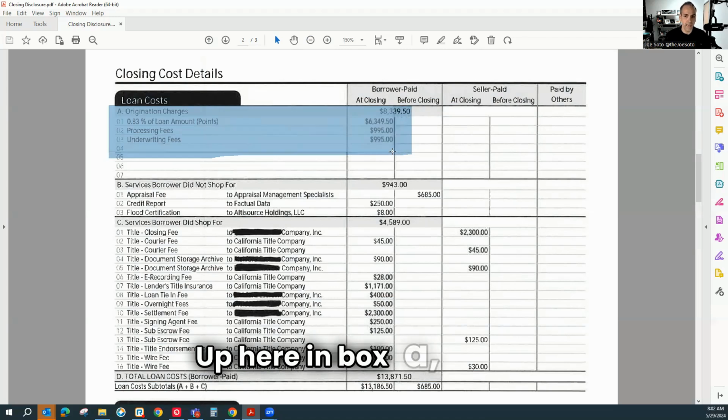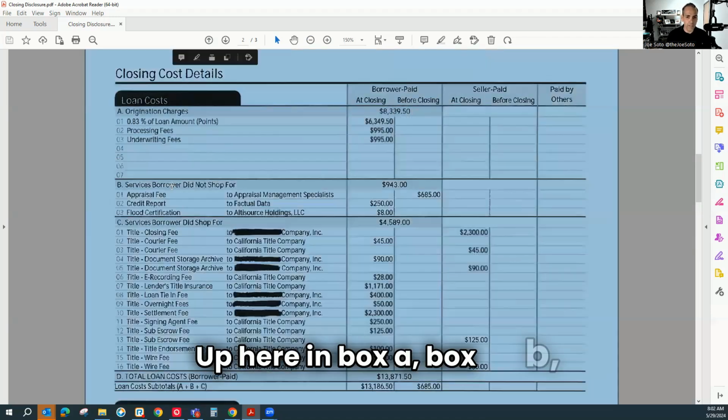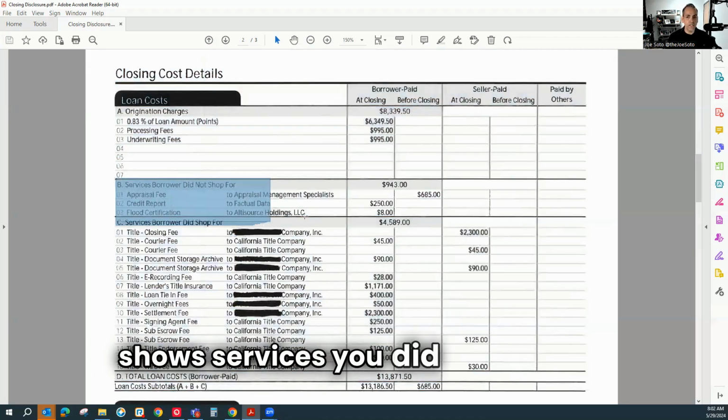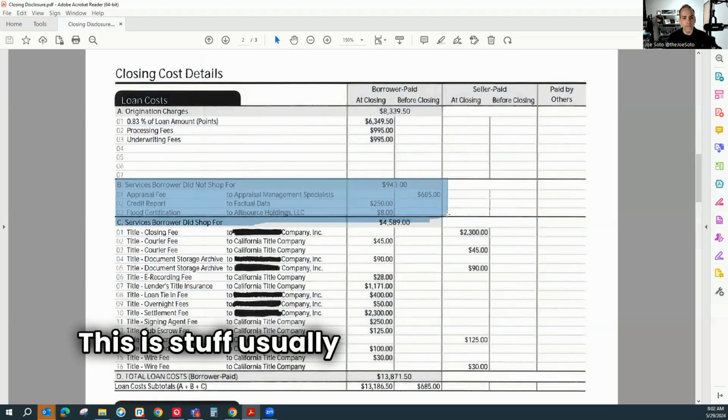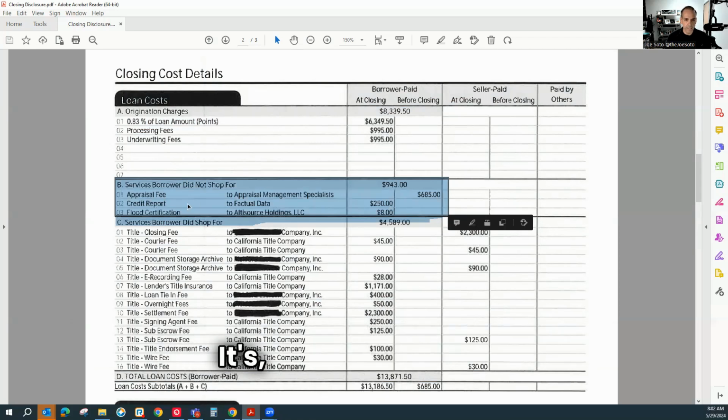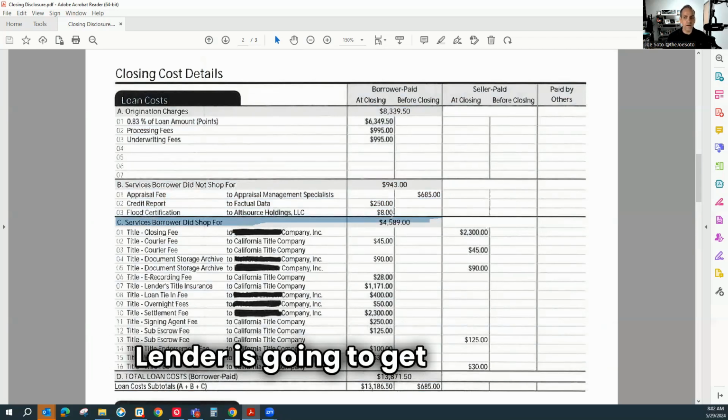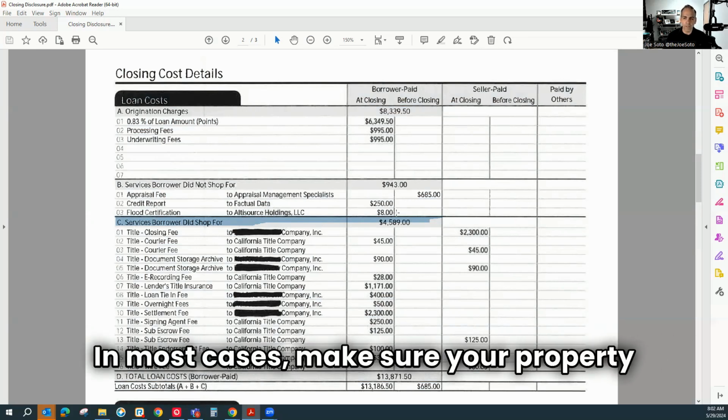Up here in box A. Box B shows services you did not shop for. This is stuff usually that the lender orders, right? It's the appraisal. Lender gets a credit report. Lender's going to get a flood cert in most cases. Make sure your property is not in a flood zone.